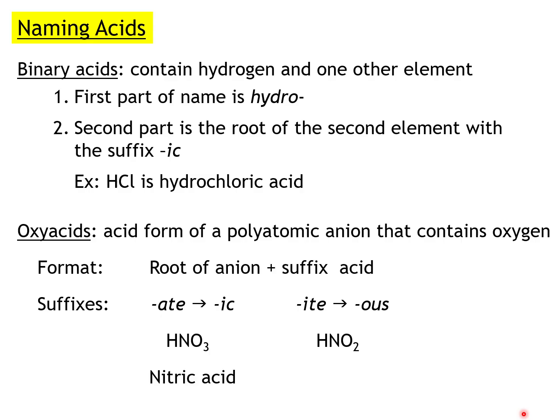And if you have an ite, the ending changes to ous. So in this case, we have NO2, which is the polyatomic anion nitrite, which means that the acidic form of it is going to be nitrous acid.